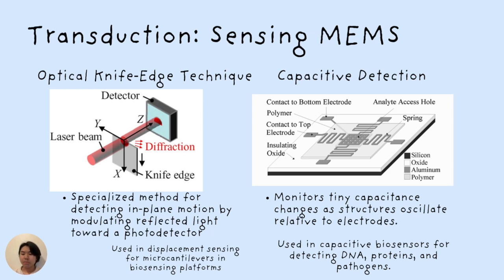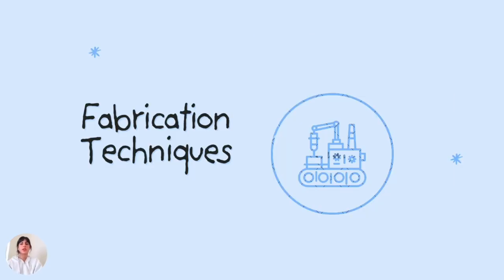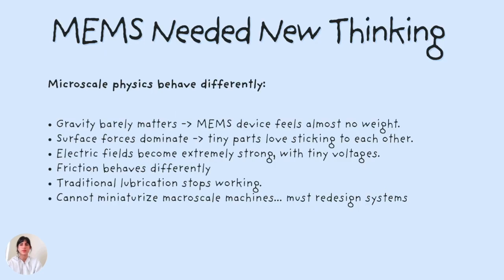It's used in capacitive biosensors for detecting DNA, proteins, and pathogens. To continue, I'll walk through the key fabrication methods used to create MEMS devices. When engineers first started shrinking machines down to the microscale, they realized something surprising. The world behaves completely differently when things get really small.